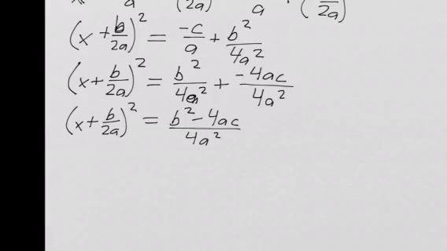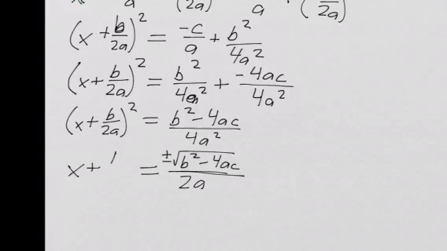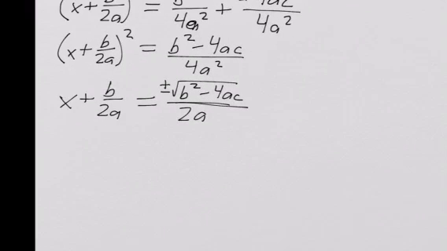So now I'll go ahead and take the square root of both sides. And we can take the square root of the denominator on the right side and just get 2a. And then the numerator, we've got to remember a plus or minus. And then the left-hand side is x plus b over 2a. And now finally I'll subtract b over 2a from both sides and go ahead and use the fact I have a common denominator.